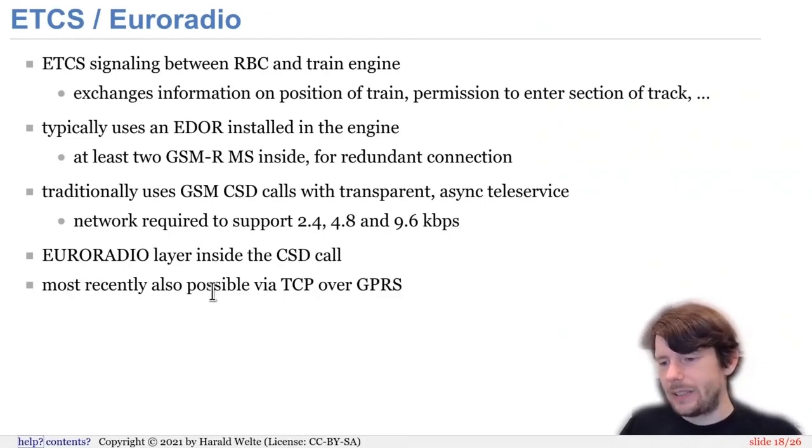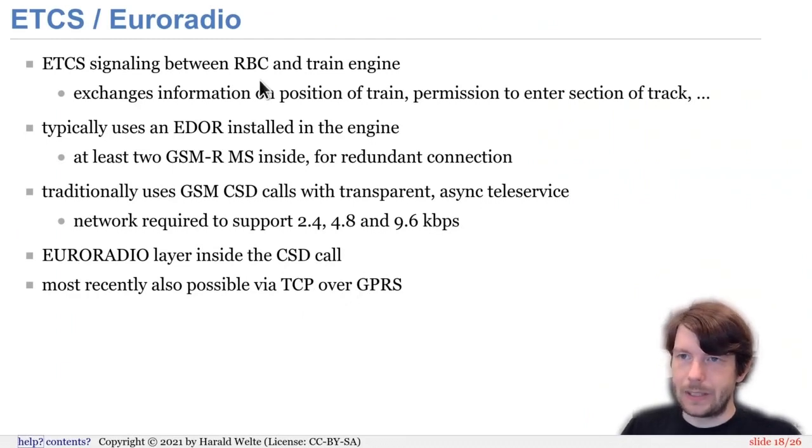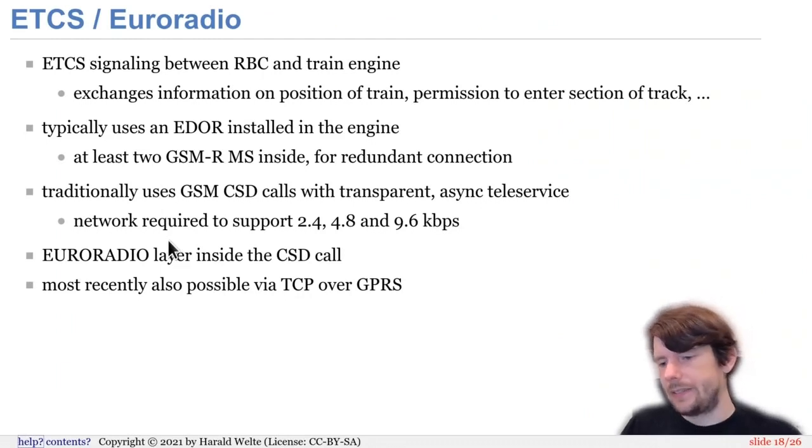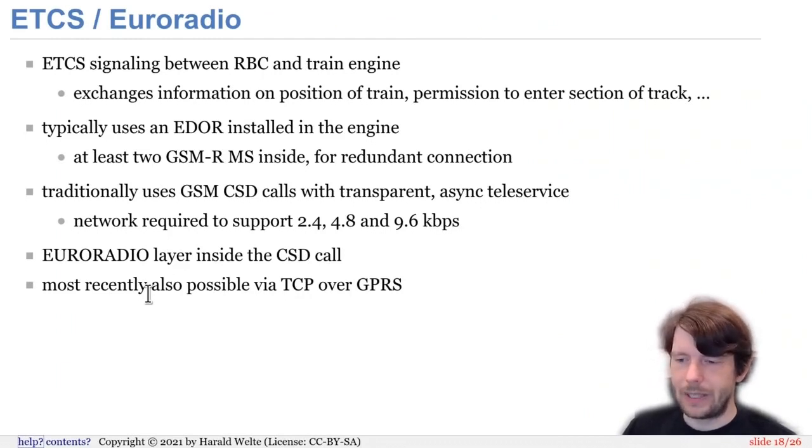More recently, I think in 2015, the spec, I mean, no network, of course, is implemented in 2015. There's also a possibility of optionally GSM-R supporting GPRS and EDGE, and in that case, instead of CSD calls, you have PDP contexts established by the EDOR, and a TCP connection is established on top of that to the RBC, and then the same Euro Radio layer is used inside there. So that recent addition was done as a capacity improvement, since GSM-R capacity in this small band is becoming problematic as more and more trains are using it.